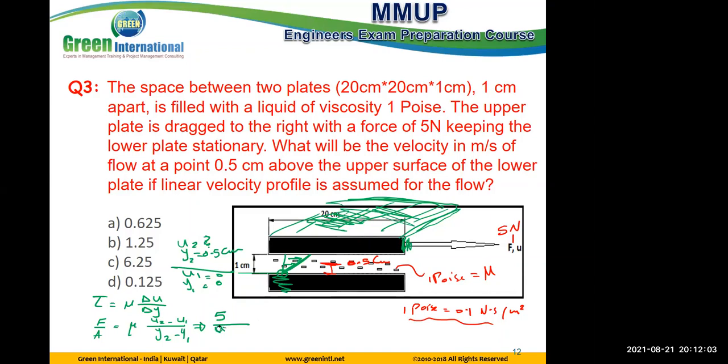It means 0.2 by 0.2, equal to mu, which is 0.1, 1 poise, times U2 required minus 0, over Y2, 0.5 centimeter changed to meter, which is 0.005, correct? Minus 0. From this we can get U2, the unknown value. It will be 6.25.